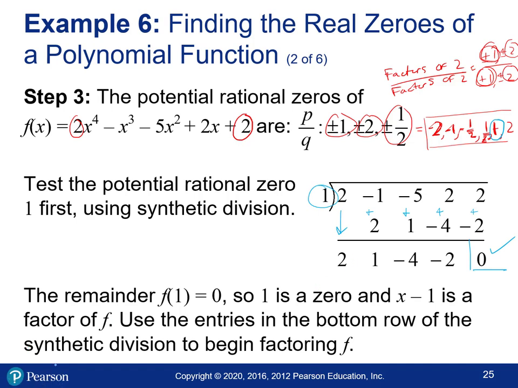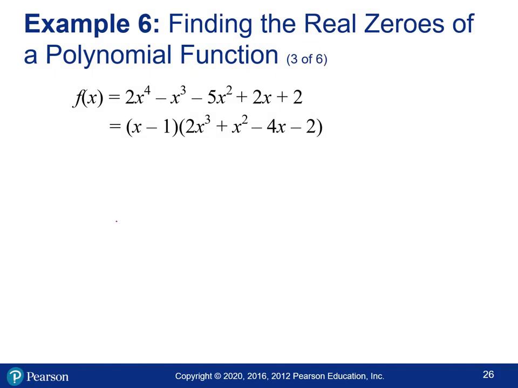Okay, so remember what we're going to do next, just like we did on the last one. We're going to take this third row of our synthetic division, and we're going to use this to simplify our polynomial function. So if this came from x to the 4th, then when we divided using synthetic division, this is now 2x to the 3rd plus x squared minus 4x minus 2. And so our function has our factor x minus 1 times what's remaining after our synthetic division.